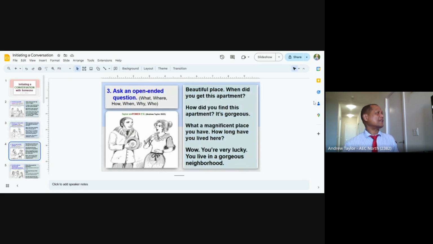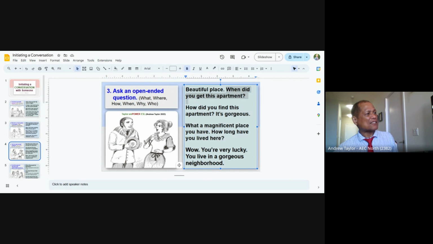Okay. Number three, ask an open-ended question. Now, the question is, what is an open-ended question? An open-ended question is a question that you do not answer yes or no. Instead of saying yes or no, you give information, okay? Like, look at this. How long have you lived here? How did you find this apartment? When did you get this apartment? These are open-ended questions that require answers or reactions.